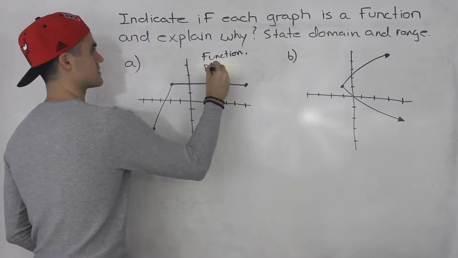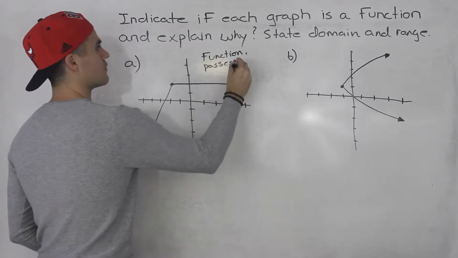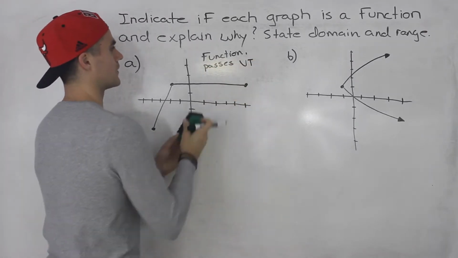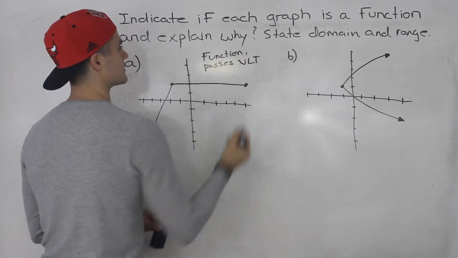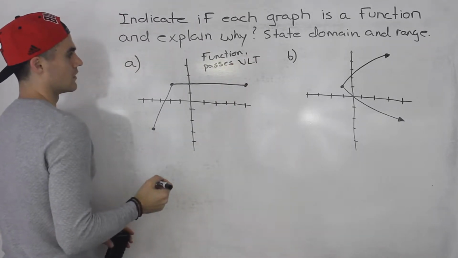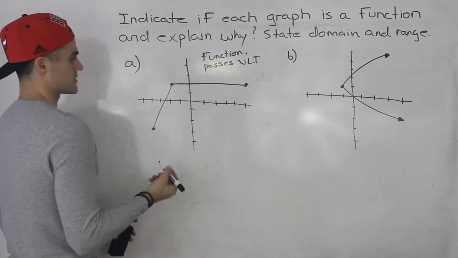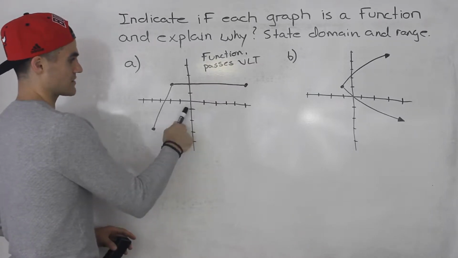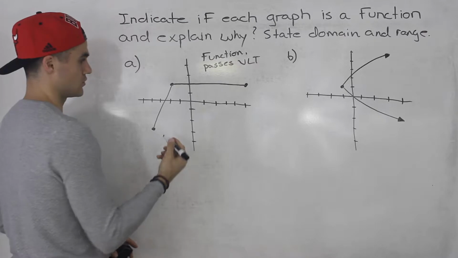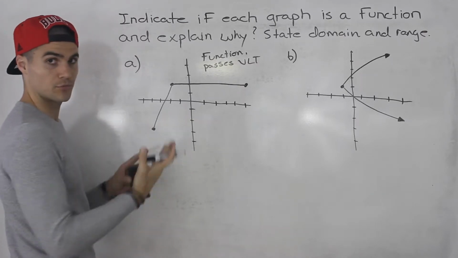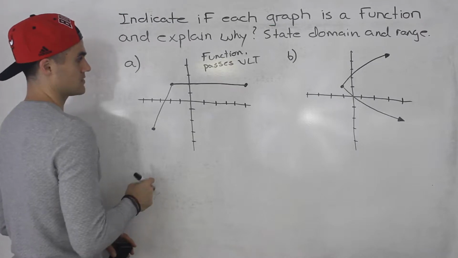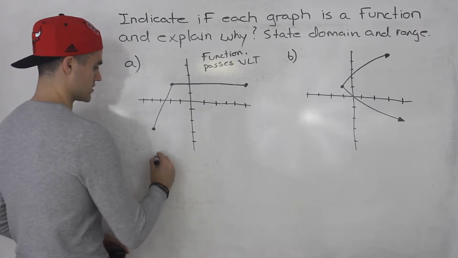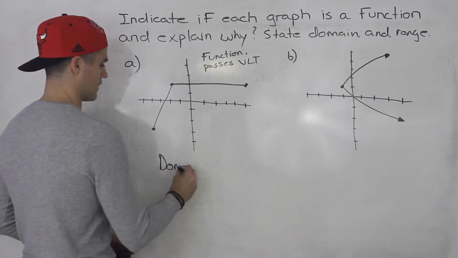right? It passes the vertical line test. And you could also write this in words, so you could say for every x value there's only one unique y value. There's no multiple y values for each x value, right? So this is a function. What's the domain of it going to be?